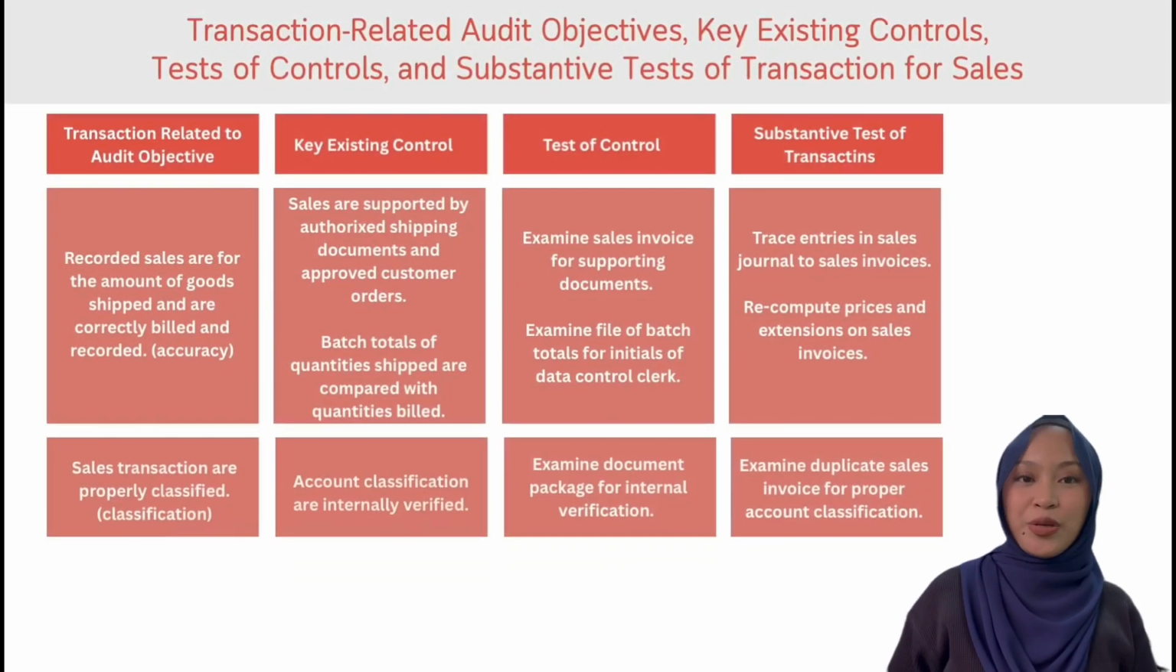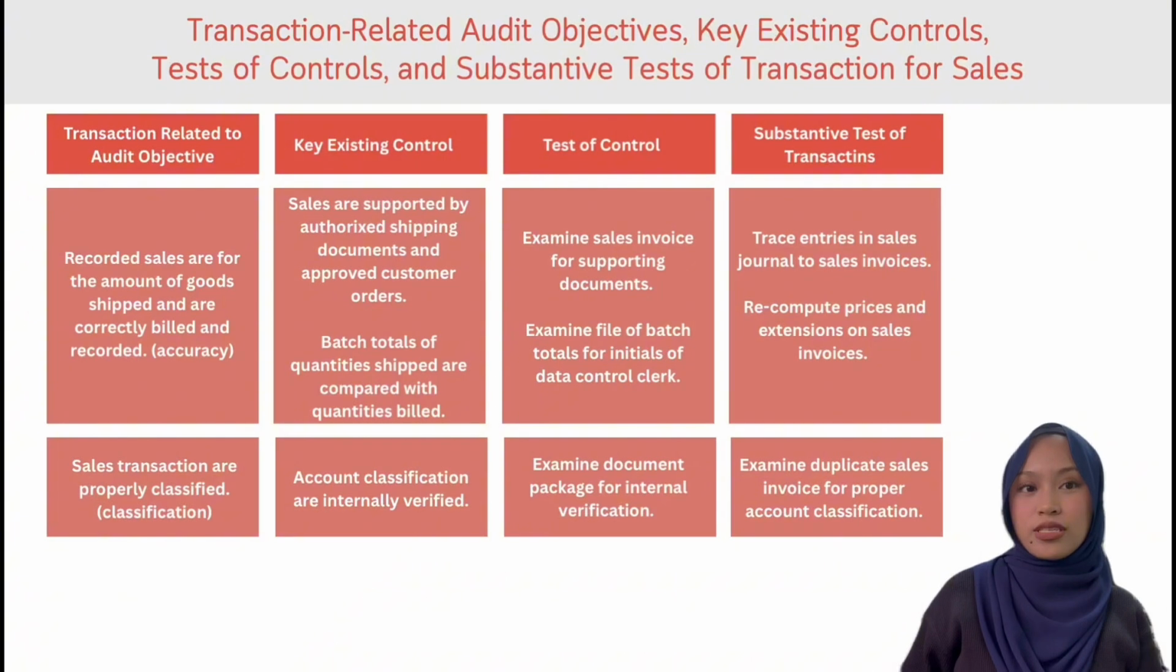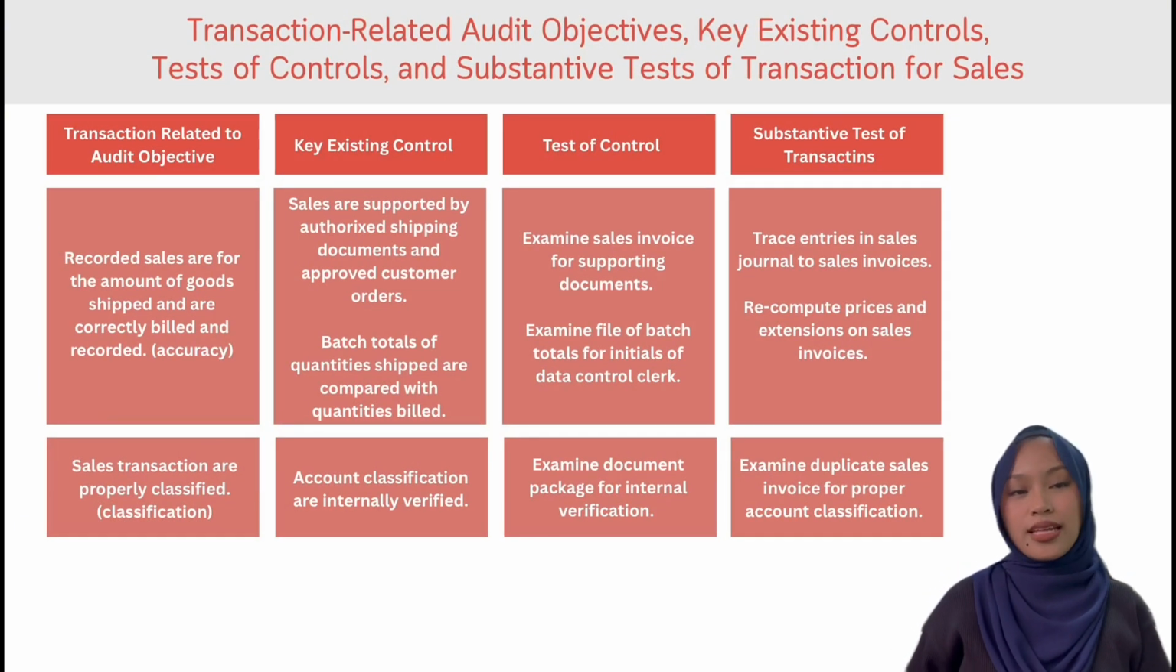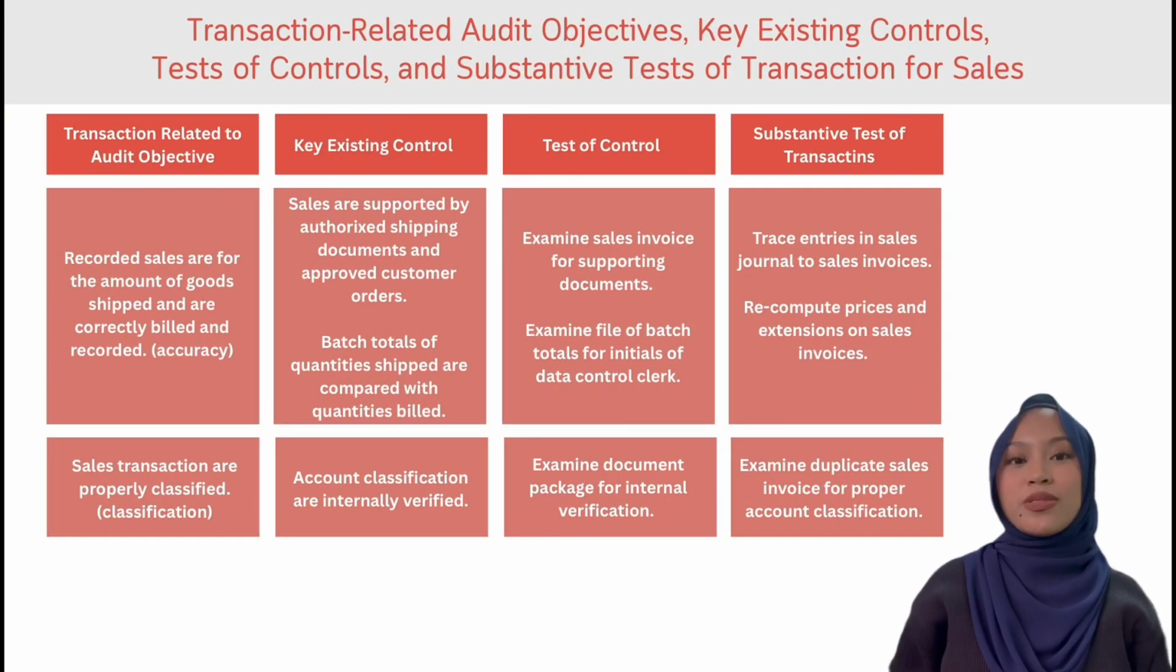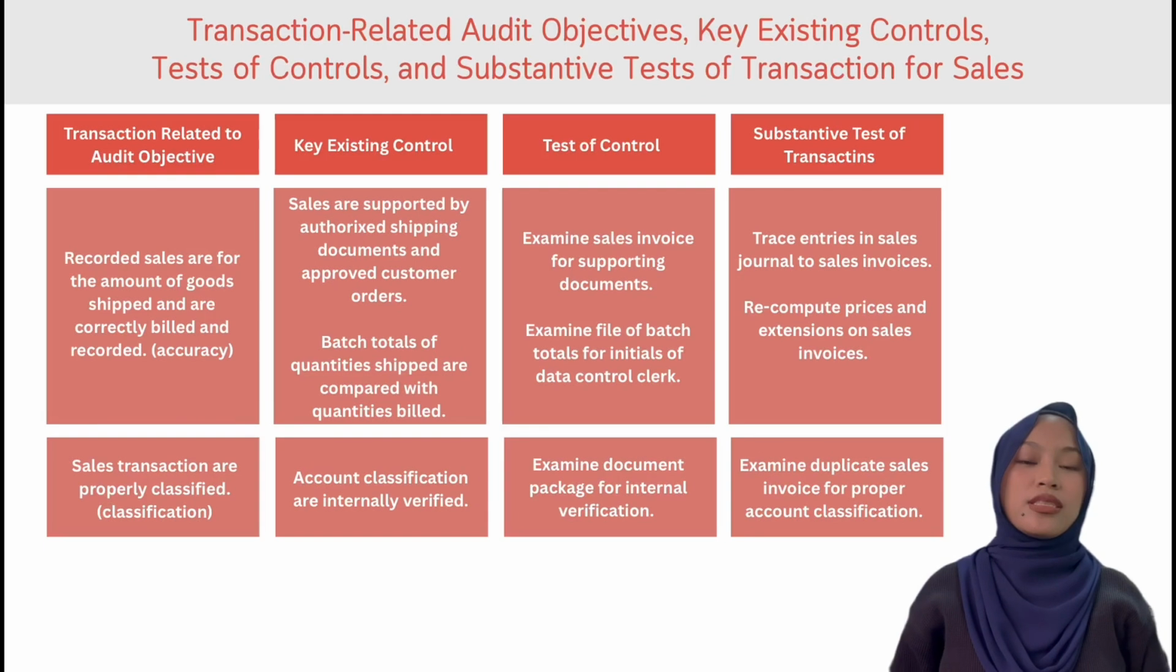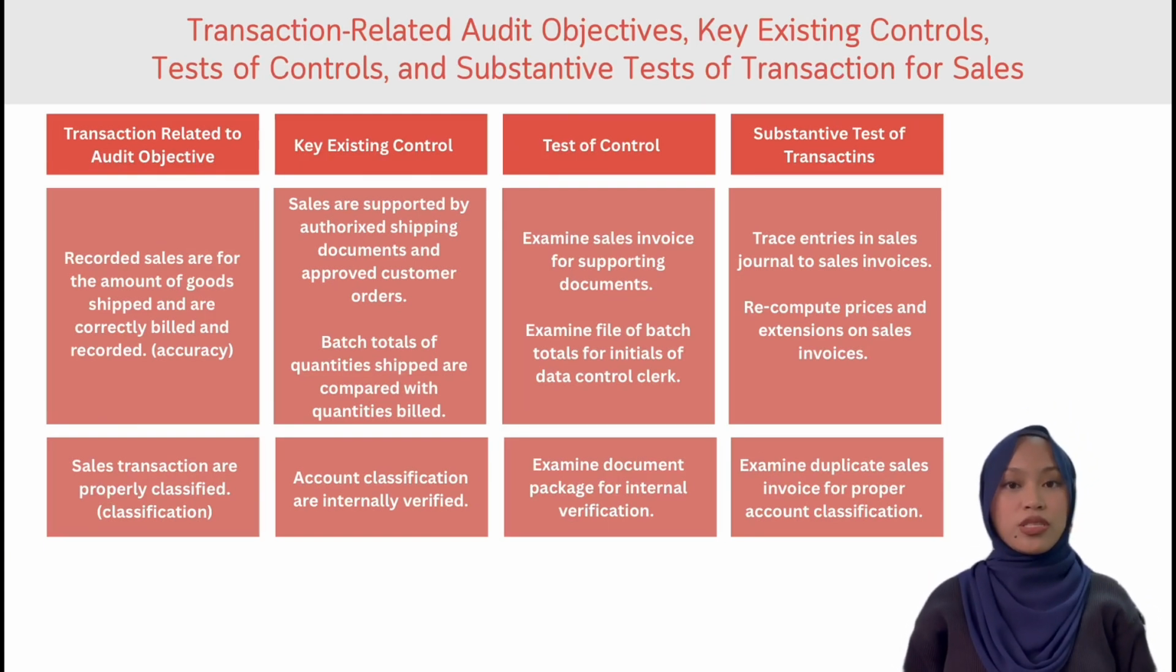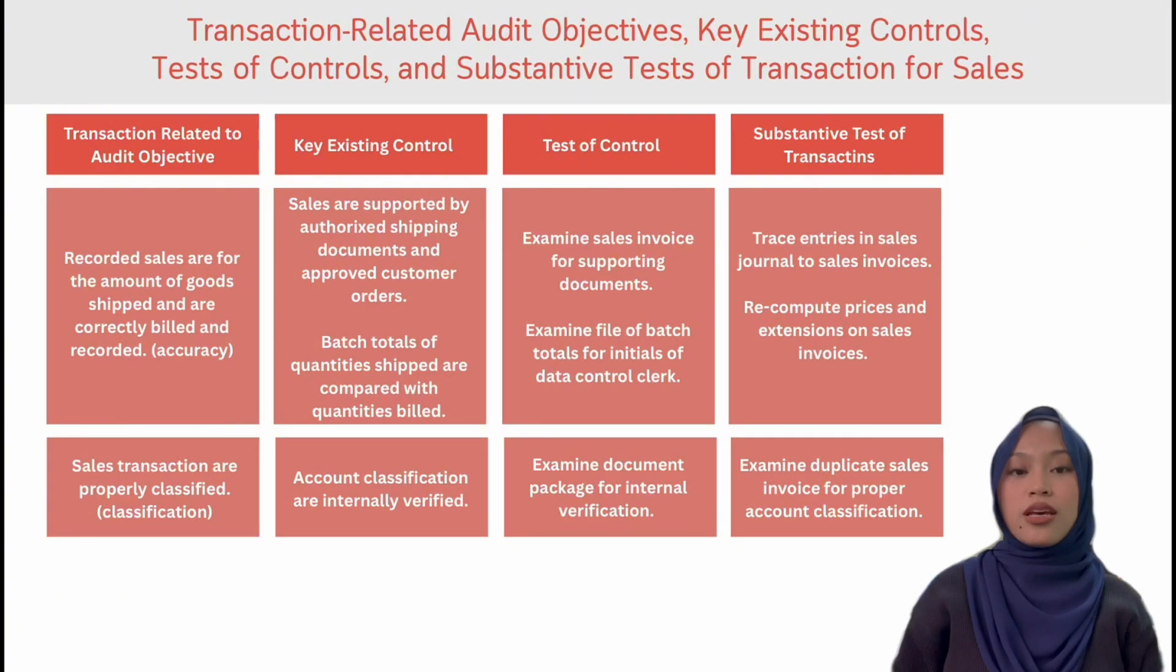Now, let us continue with two more important audit objectives for sales transactions, which are accuracy and classification. The first objective here is accuracy. This means the company must make sure that sales are recorded at the correct amounts and match the goods that were actually shipped. To support this, companies use controls like matching sales with authorized shipping documents and approved customer orders.